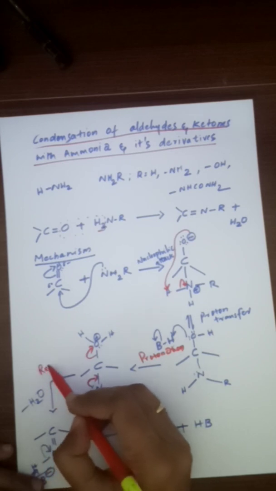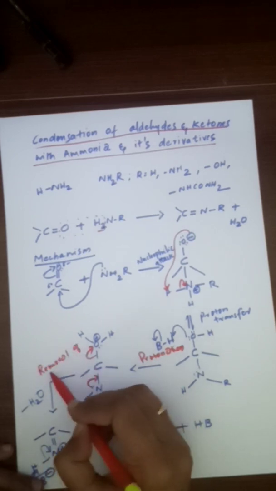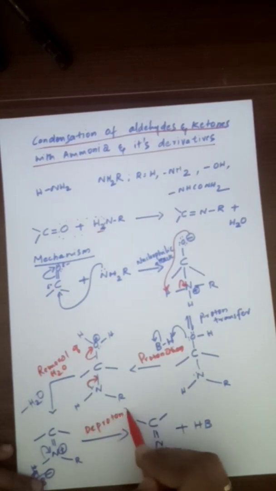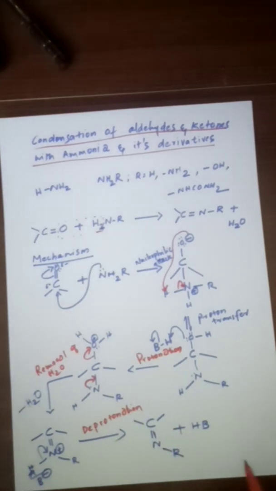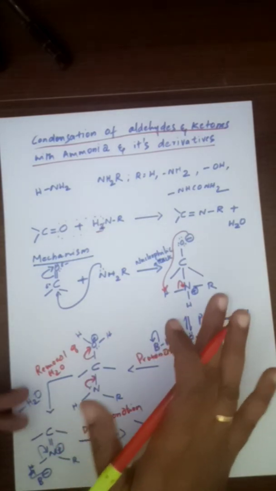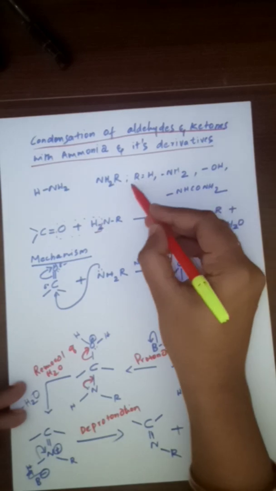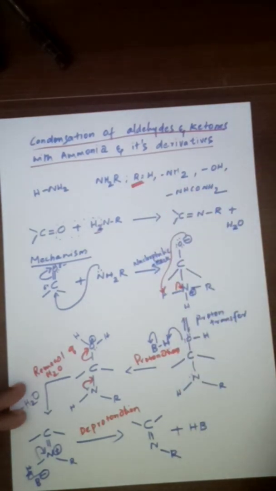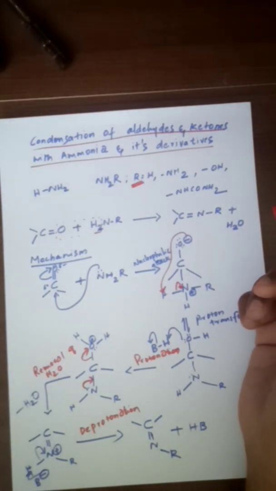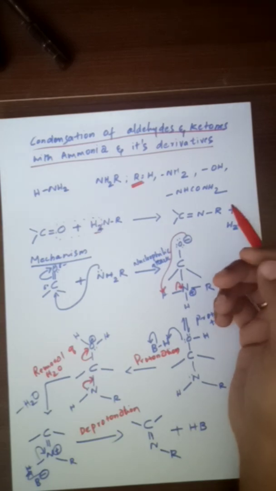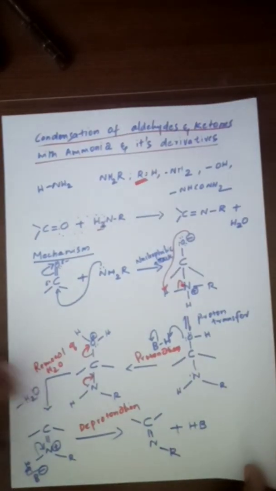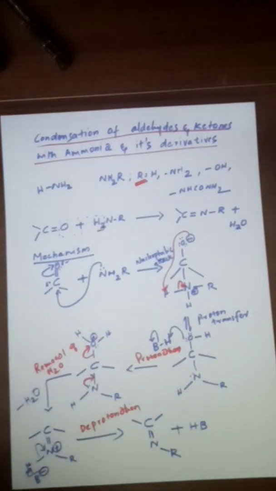So here what is happening? It is a removal of water. Okay, here it is again deprotonation. So this is the reaction mechanism for condensation of aldehydes and ketones with ammonia and its derivatives. So you can obtain many products according to what your R is. So if R is H, R is NH2, R is OH, NH, CO, NH2. Let us see one by one what products can be obtained if you are having different sets of R. So I will show it to you with an example.